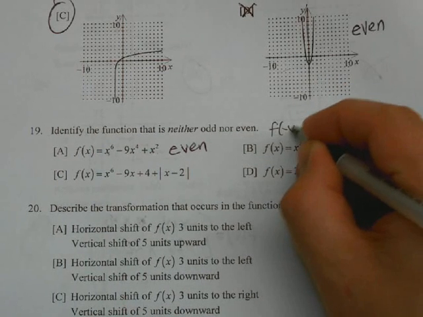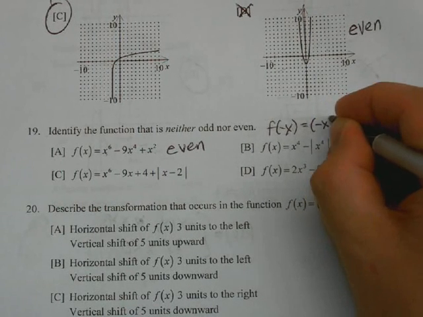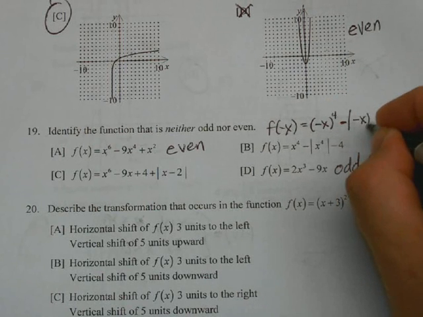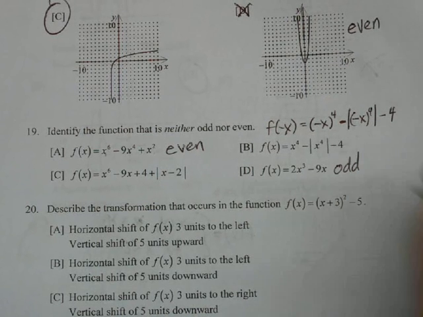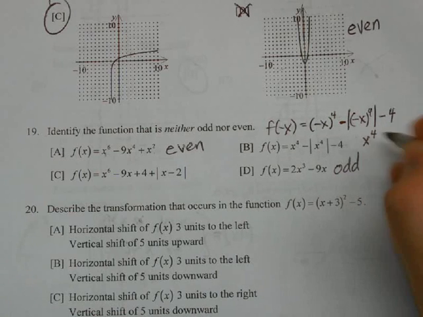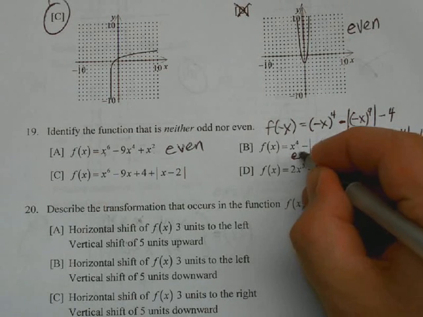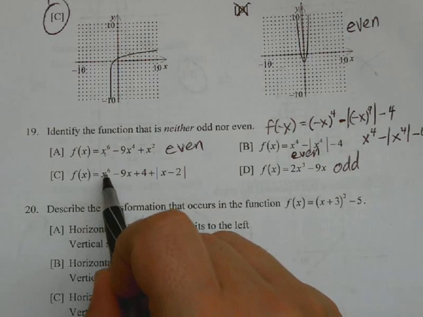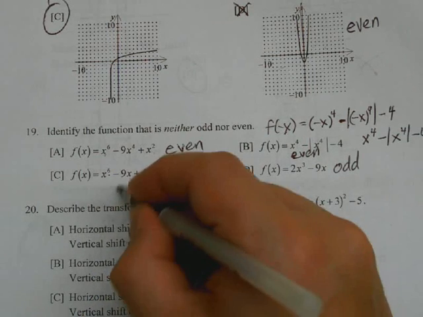or our method of finding odd and even, we just plug negative x in for x. So we get negative x to the fourth minus the absolute value of negative x to the fourth minus 4. So that gives me x to the fourth minus the absolute value of x to the fourth minus 4. So this is an even function. Now here we see a problem because we have an even exponent and an odd exponent. So this one is neither. So the answer is C.